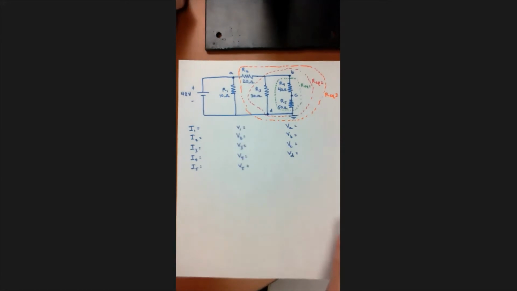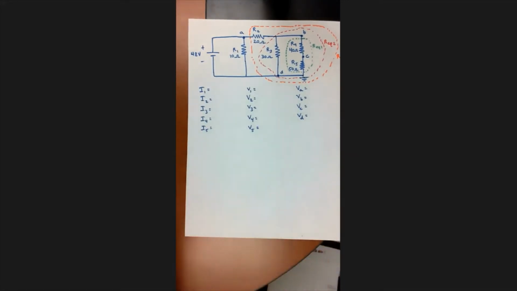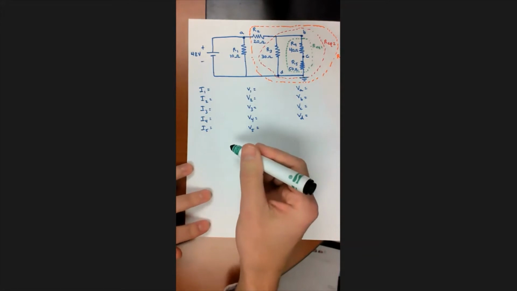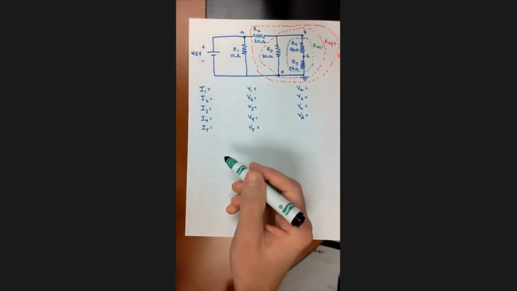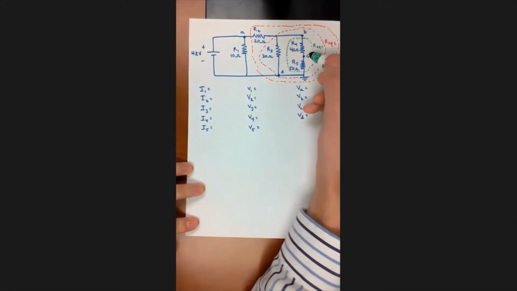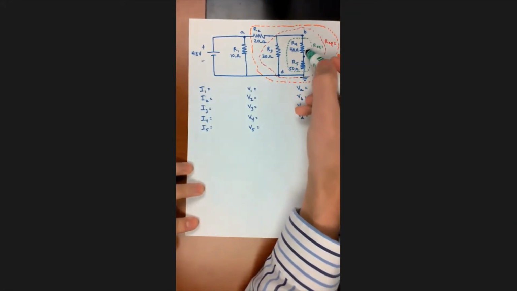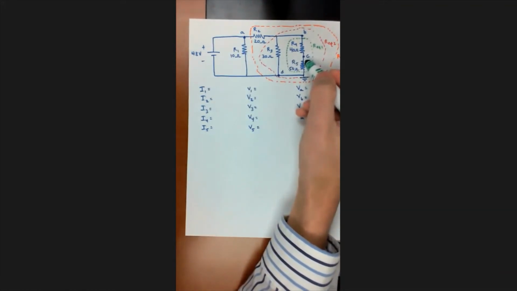So let's do that, and I will redraw the circuit at each step. So let's get to it. I'll do all my work in green, just so you can see the blue is what was given, that was the problem, and the green is the work that I'm going to do in solving it. So first, we have to work our way from the farthest point away from the voltage source back to the voltage source and get R total.